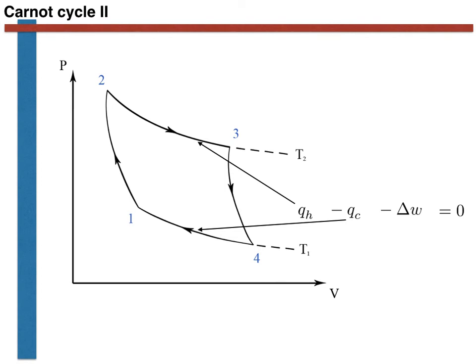The reason that I am able to do this for this engine is that when a full cycle of the Carnot engine is completed, the system returns to its initial state. The first law thus tells us that the net change in internal energy on completion of a loop around this circular path is equal to 0. In other words, this quantity, QH minus QC minus delta W, is just equal to the change in internal energy, which, by the first law, is equal to 0.